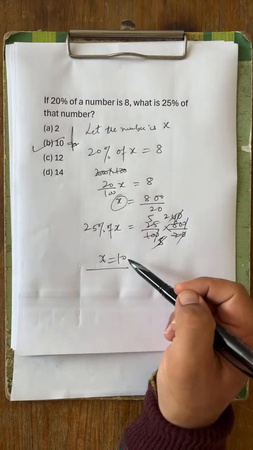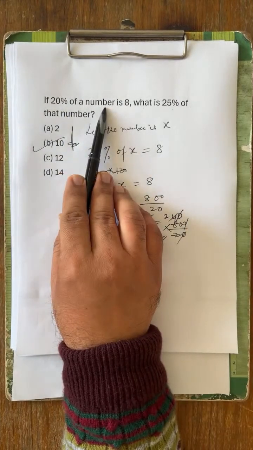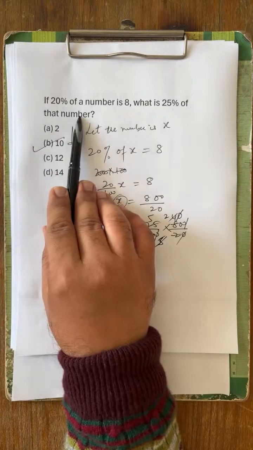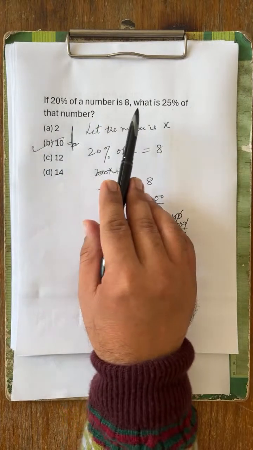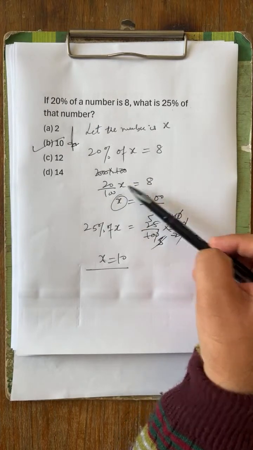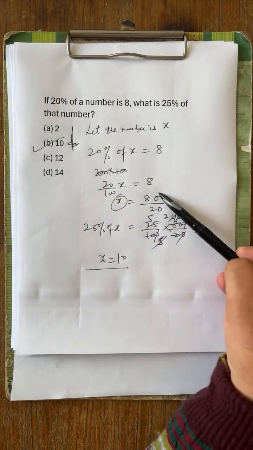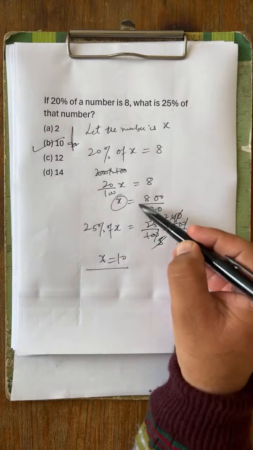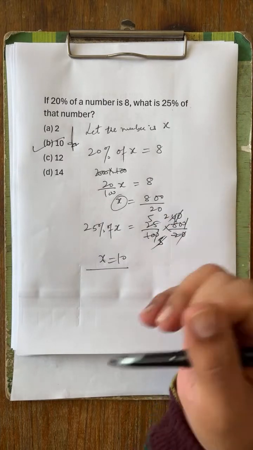I hope you understood this question. If 20% of a number is 8, what is 25% of the number? So I have supposed the number is x. 20% of x, 20 upon 100 x is equal to 8. So x will be 800 upon 20. You can solve this here also, but I have solved it once only.